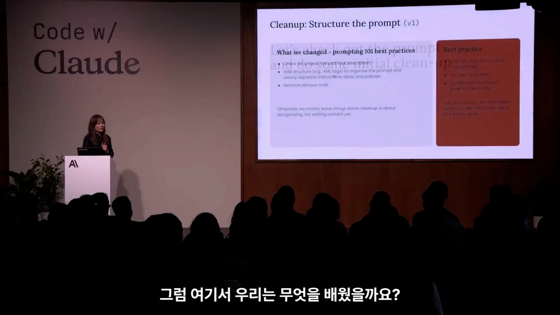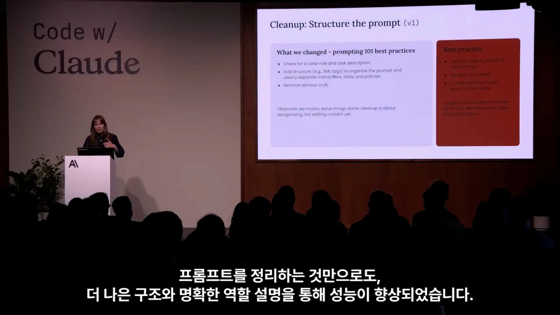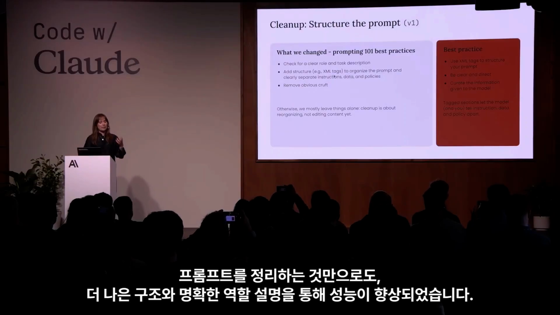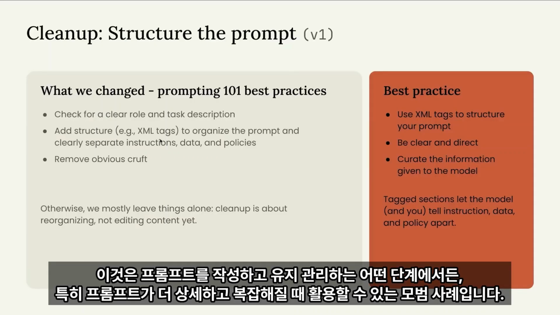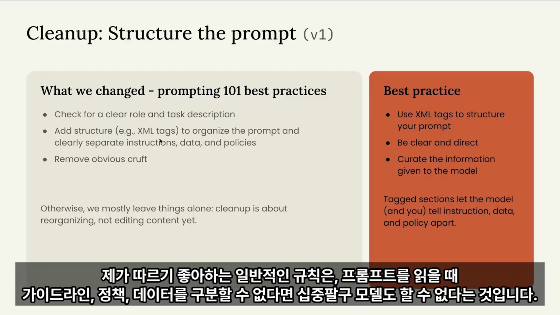So what did we learn from this then? Simply clearing up the prompt with a better structure, with a better role description, has improved the performance. And this is a best practice that you can return to at any stage of writing and maintaining your prompts, especially as your prompts get more detailed and more complex. A general rule of thumb that I like to follow is if you're reading a prompt and you can't tell guidelines from policy, from data, most likely the model isn't able to either.